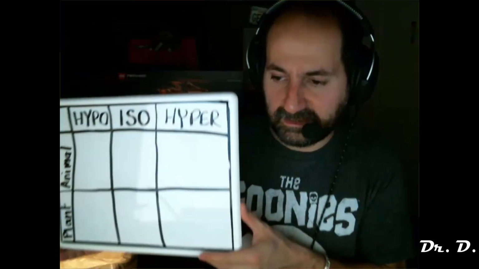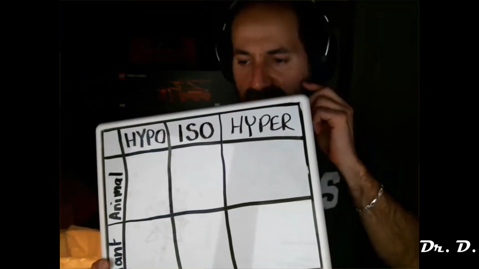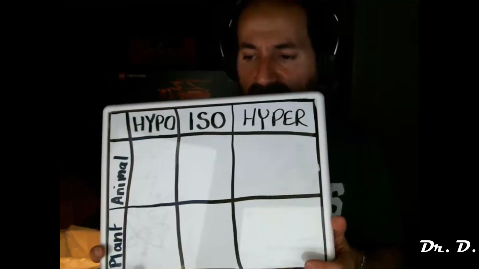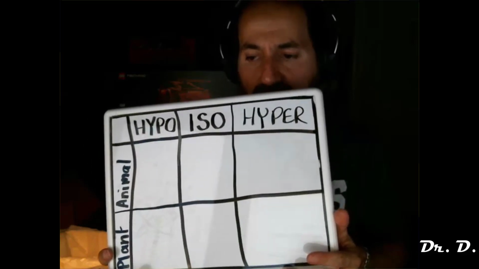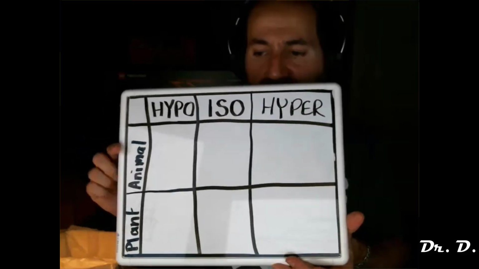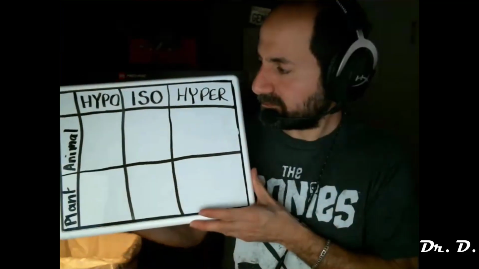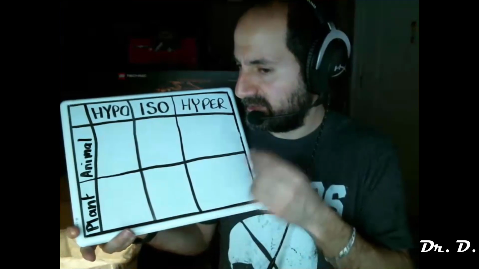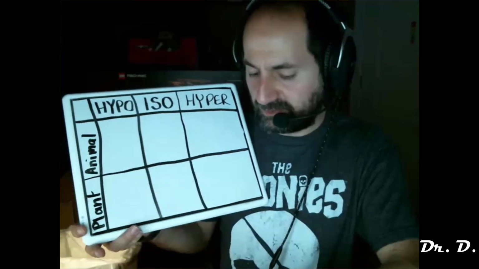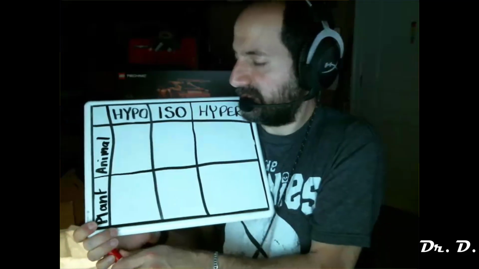All right, welcome back. So I got here a whiteboard set up to explain iso, hypo, and hypertonic solutions and their effects on cells. Not just any cells, animal cells versus plant cells. There's actually some things to consider here. So let's talk about what I was saying earlier. What happens to a red blood cell in isotonic solution?